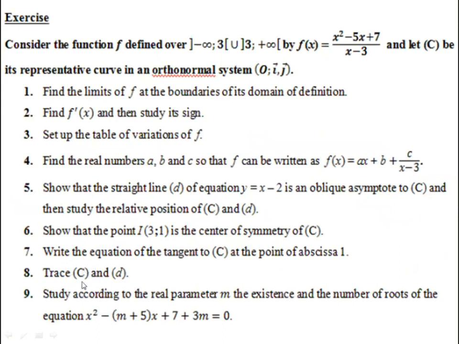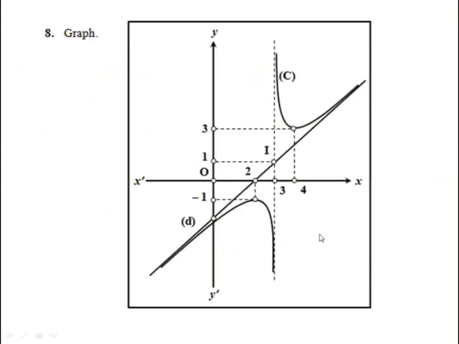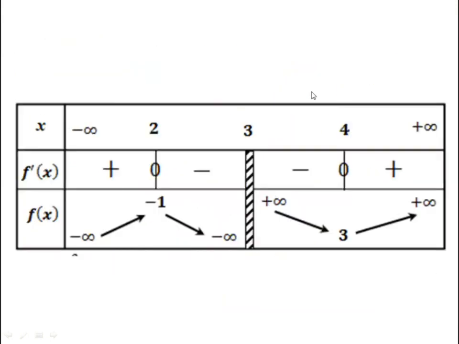Now we have to trace the curve C and D. According to the table of variation, we will trace the curve C on this graph. We will first draw the asymptotes. We have x equals 3, which we will draw as a dashed line, the vertical asymptote. And the oblique asymptote is of equation y equals x minus 2.